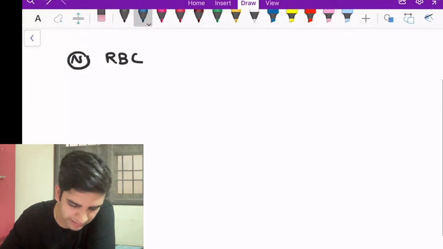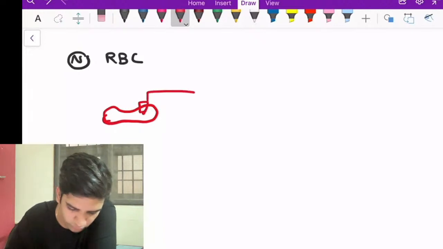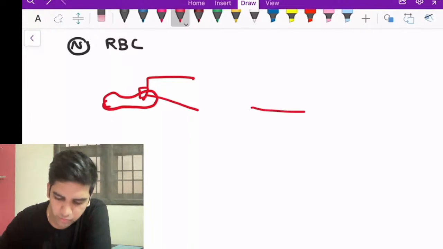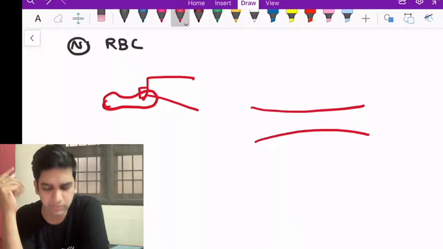So when you take a normal RBC, this is my biconcave shape of a normal RBC. So this membrane cytoskeleton has many molecules. That's what we're going to see. We'll just zoom in and see them. It's a bipolar, so your lipid bilayer, right? It's just a lipid bilayer.